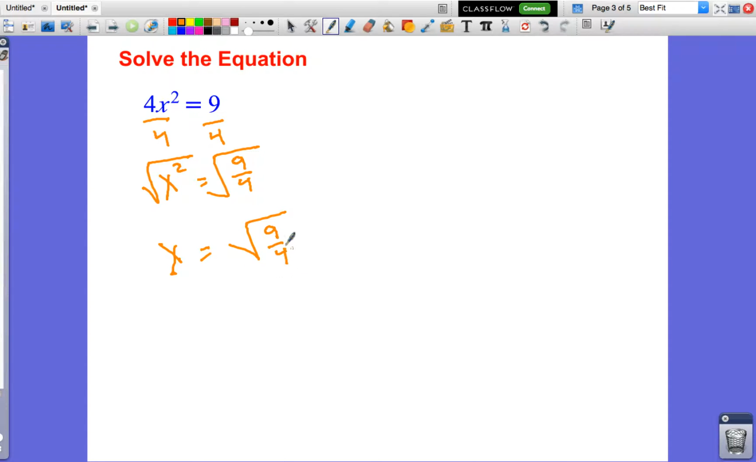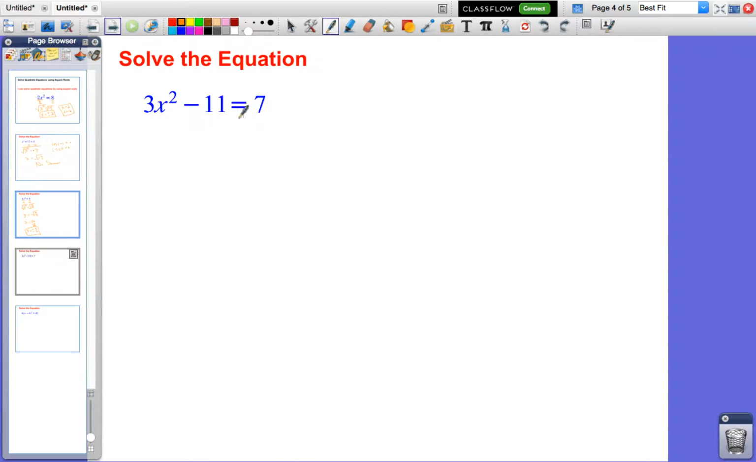The way we find square roots of fractions, which is a review from previous lessons, is I can split this into x equals the square root of 9 over the square root of 4. And therefore, x equals plus or minus 3 over 2. Again, it's plus or minus because the square root of 9 over 4 can be either positive or negative. So those are my 2 solutions, positive 3/2 or negative 3/2.